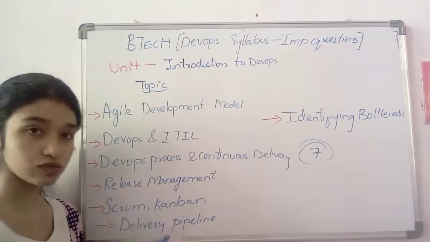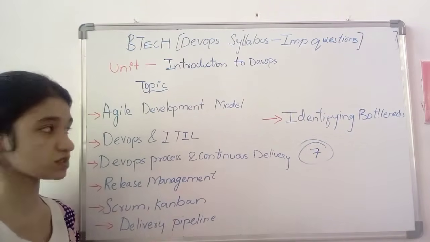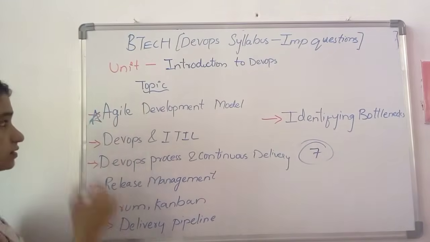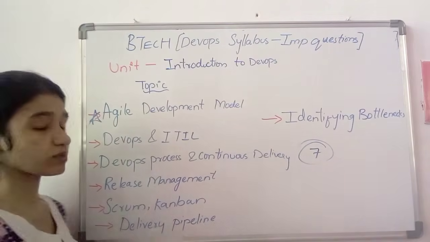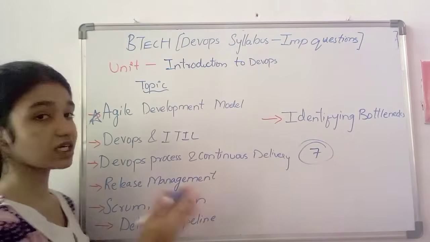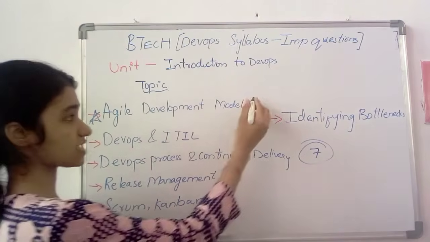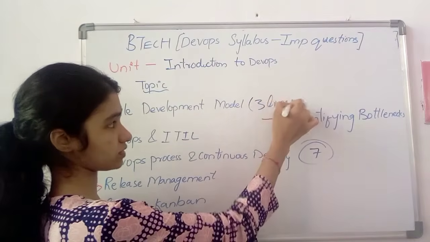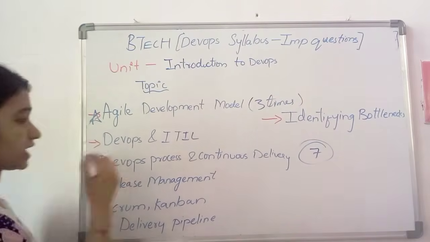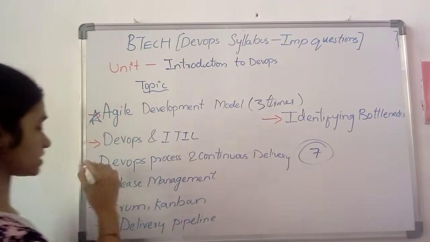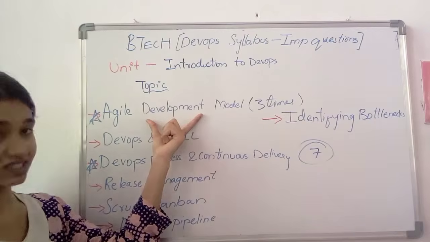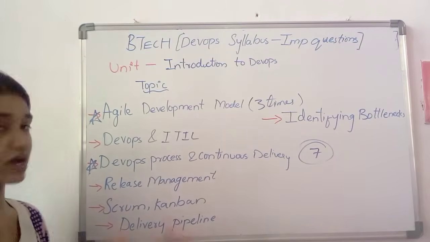Okay. So whenever you start the preparation for the final exams, if you are searching for the most important, most repeated topics, let me tell you this. Agile development is one of the most important topics in the first unit. Why? Because this question has been asked 3 times in previous year papers, like 2023, 2024 and 2025 as well. Okay. Next, DevOps process and continuous delivery. Again, this question is also so important. It can be asked for 10 marks, and it can also be asked for 5 marks.